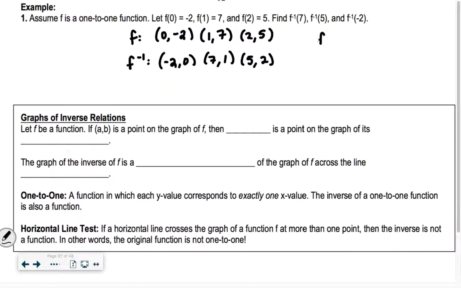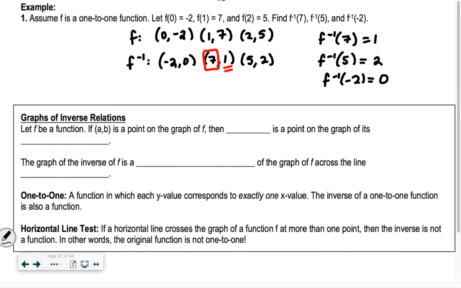So that's what this is saying. It's saying, what's f inverse of 7? In the inverse function, when I plug in 7 for the x value, I get 1. What's f inverse of 5? 2. And what's f inverse of negative 2? 0. Does that make sense?